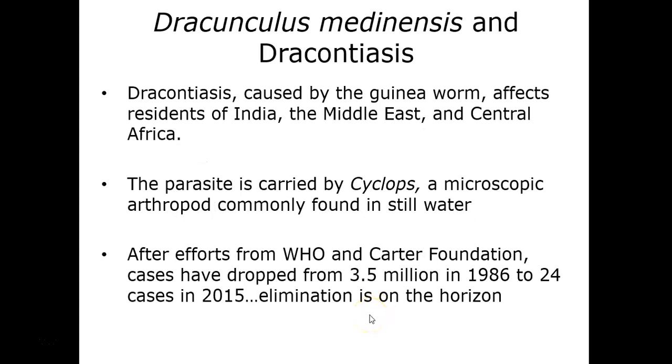And then we have Dracunculus medinensis, which causes a disease known as dracunculiasis, and it's caused by the guinea worm. The parasite is carried by Cyclops, which is a microscopic arthropod that's found in still water. The World Health Organization has caused cases to drop from about 3.5 million in 1986 down to only about 24 cases. So this disease is almost fully eliminated.